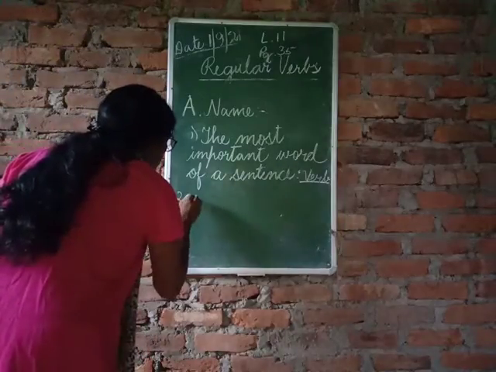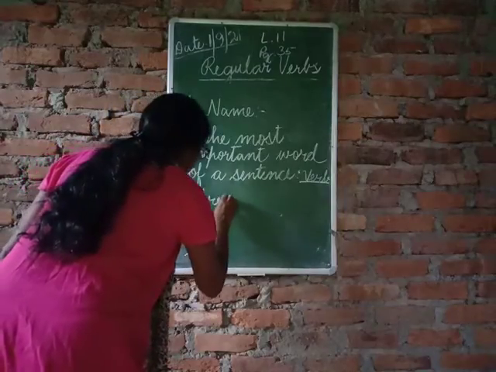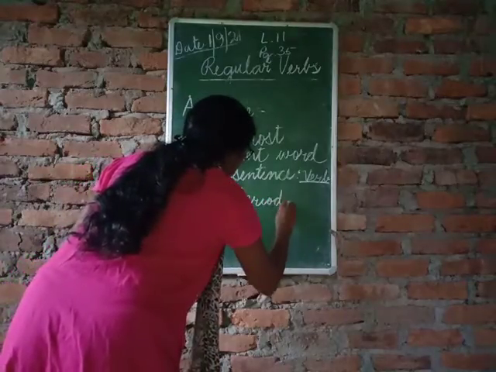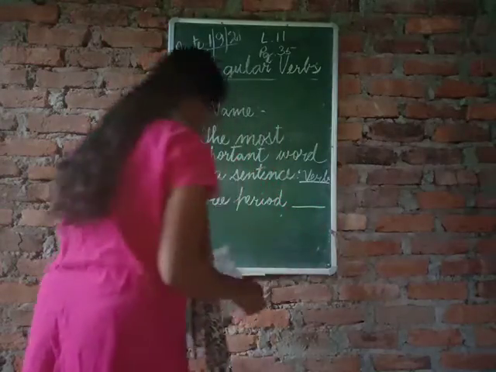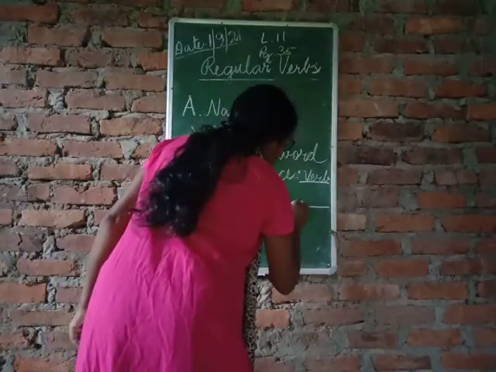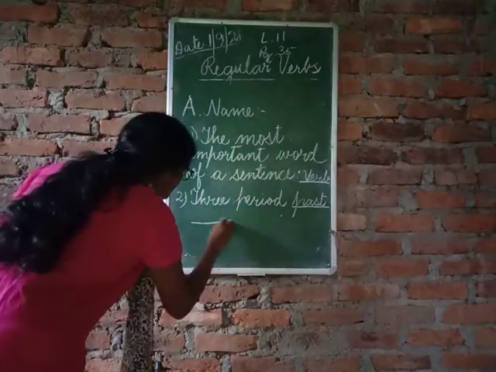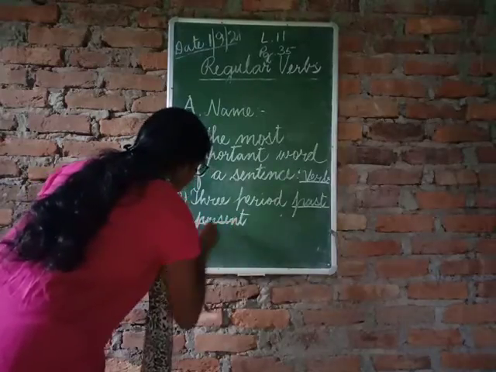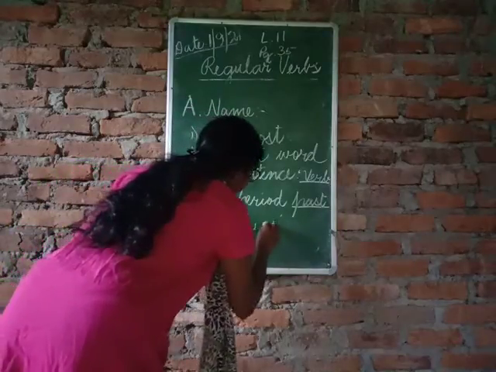So 3 periods of a time. That one you know, 3 periods of a time. Number 1, present, past, present, and future.